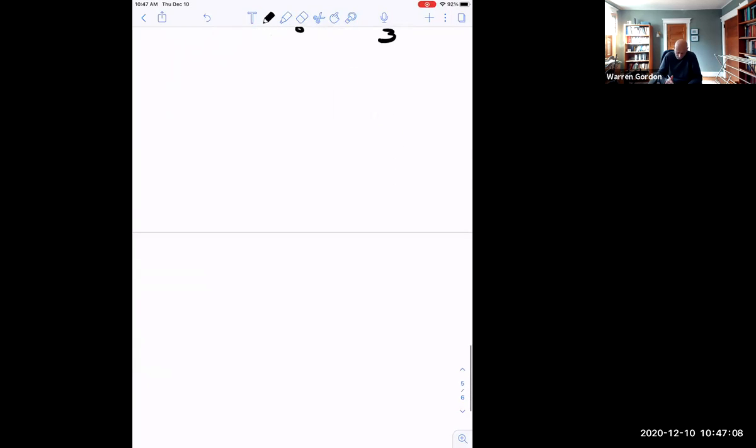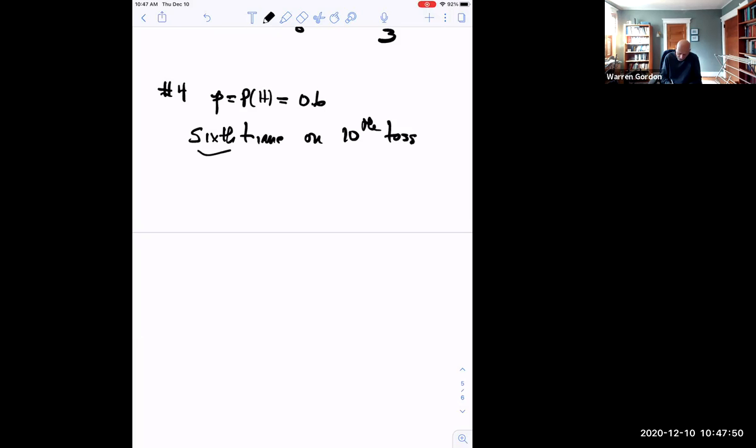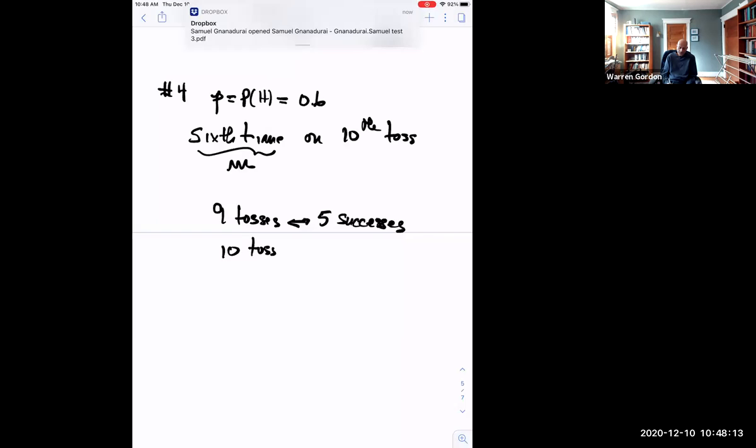Number 4. Suppose a weighted coin has probability of obtaining a head on any toss of 0.6. What's the probability that a head will occur for the 6th time on the 10th toss? I think I called this number m in the text. I'm not sure. Okay. Well, in order for this to happen, in the first 9 tosses you have to get 5 successes. I'd never remember the formula, by the way, even though it was given to you. And on the 10th toss, you get a success.